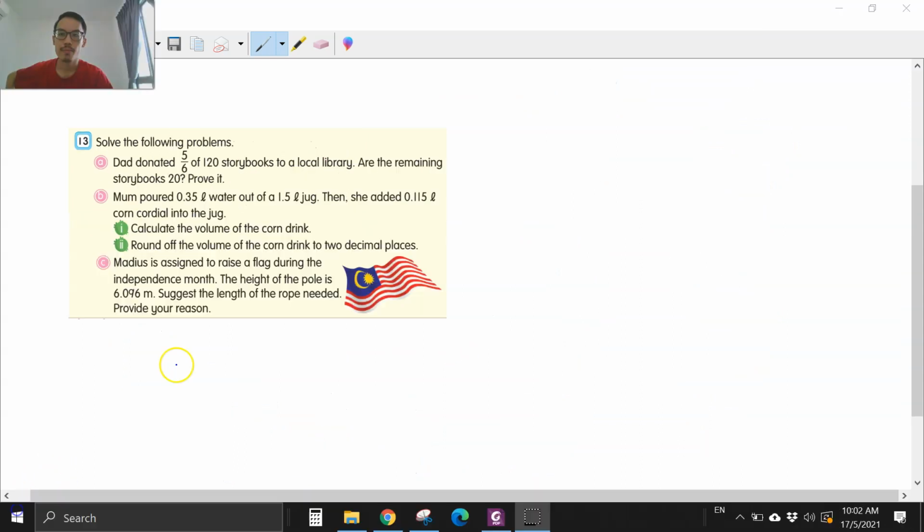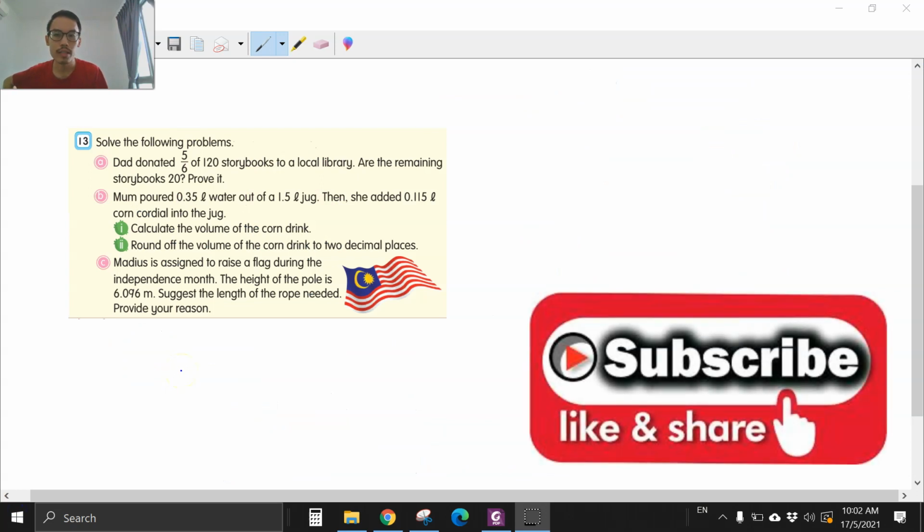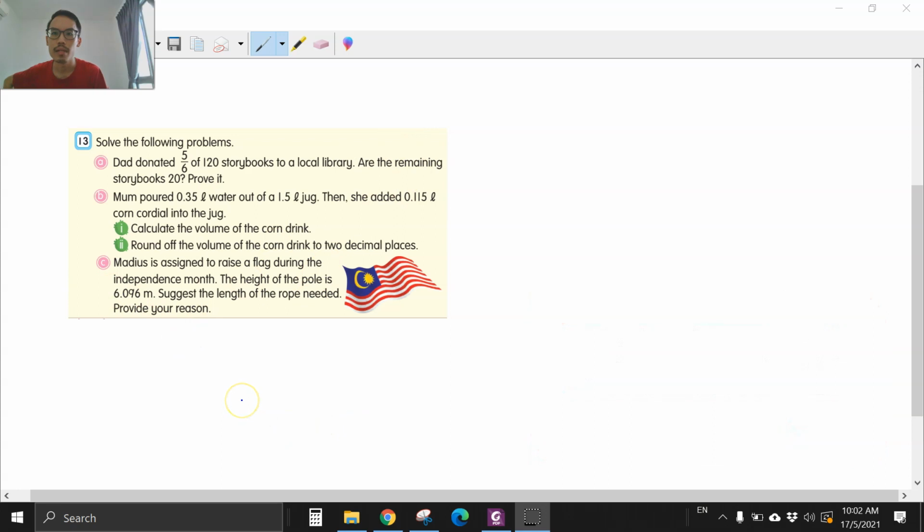Okay? Let's look at question 13a. Dad donated 5 over 6 of 120 storybooks to a local library. Are the remaining storybooks 20? Prove it. Okay, so we need to find out how many books are 5 over 6. So 5 over 6 of 120, so you times 120. Okay, 5 over 6 times 120.